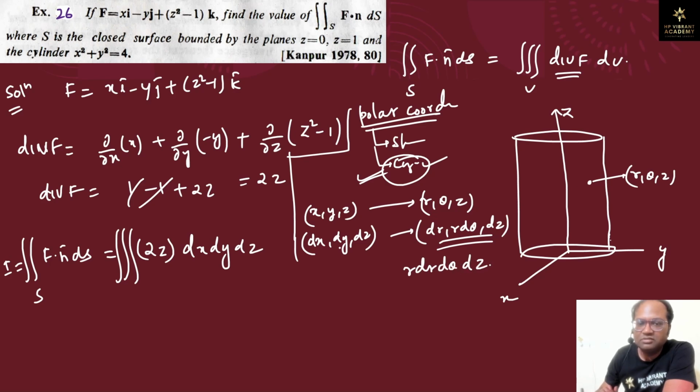And z will remain the same. So we have the triple integral of 2z times r dr d theta dz.